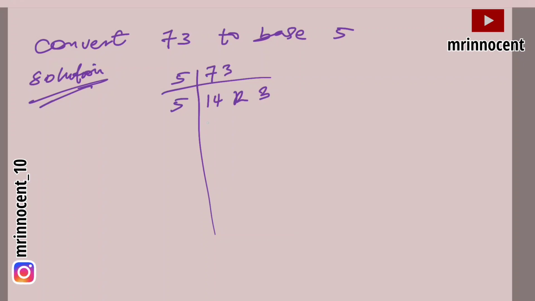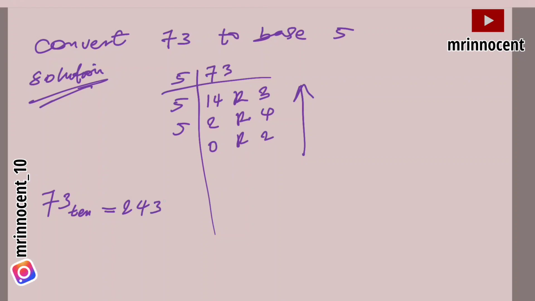5. You have 2. Remainder 4. 5. You have 0. Remainder 2. Take it from bottom to top. You have 73 base 10 equals to 243 base 5.